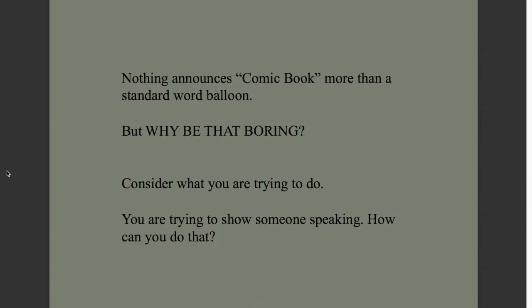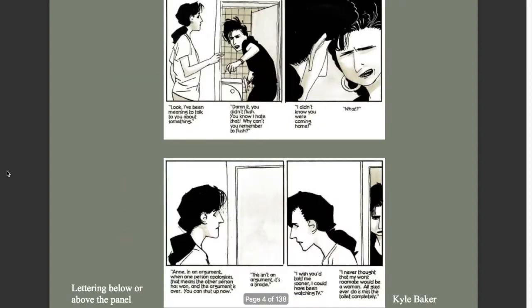This slide is basically saying that too. You're trying to show somebody speaking. So how can you do that? Here's some examples which are not typical. This is Kyle Baker. He's putting all the lettering below the characters. The characters are speaking, and you can see they're always right below them.